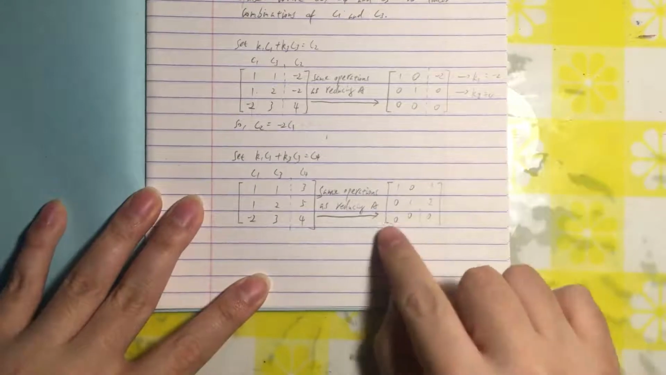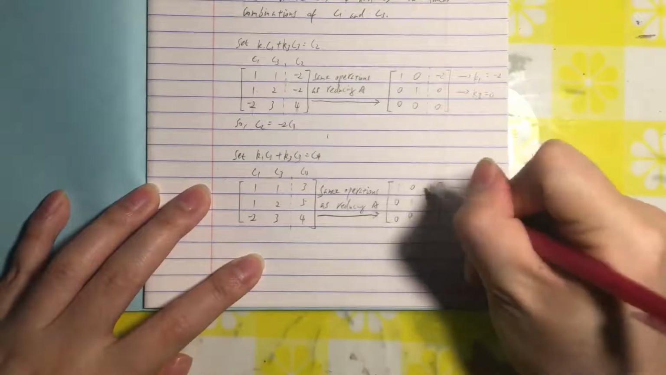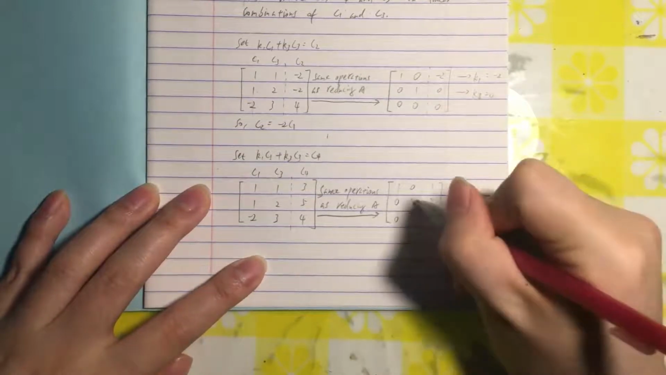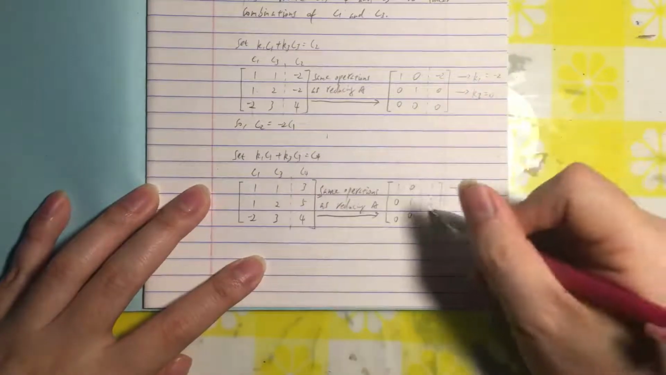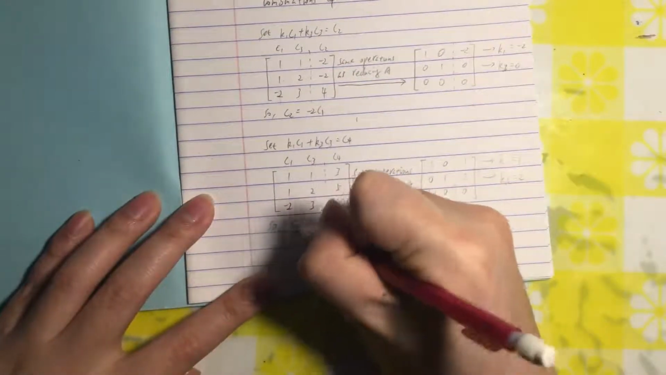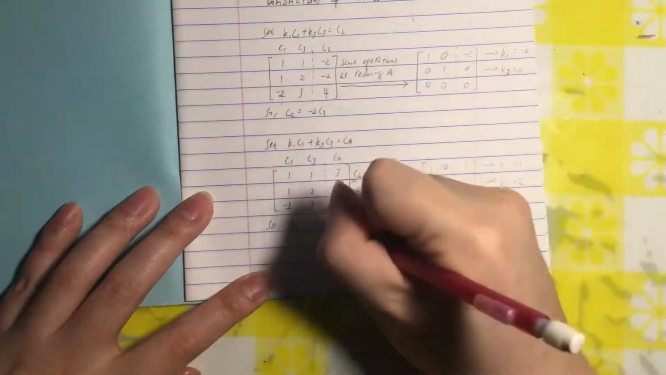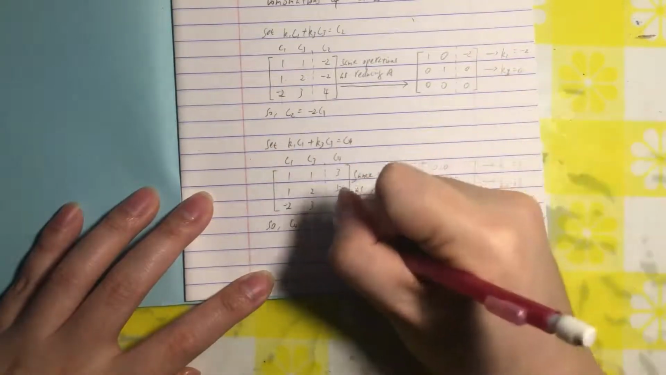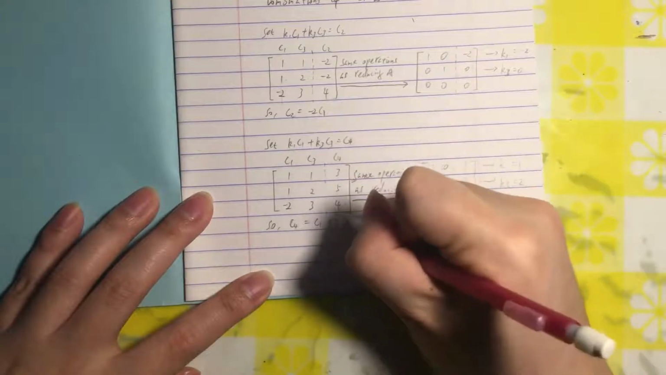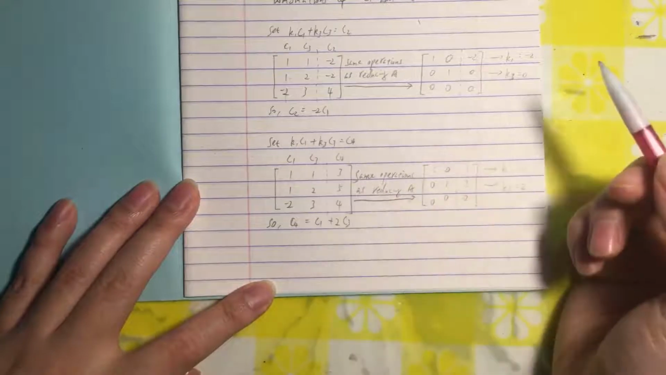This matrix is in the reduced echelon form. Based on this matrix, we can see that K1 equals 1, and the second scalar, K3, equals 2. That means C4 can be written as 1 times C1 plus 2 times C3. Here I write C4 as a linear combination of C1 and C3.